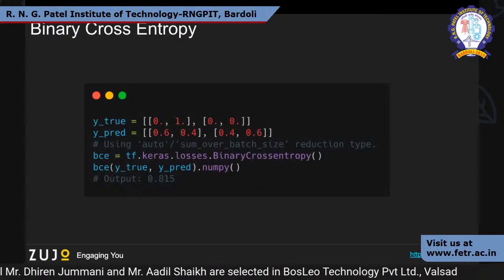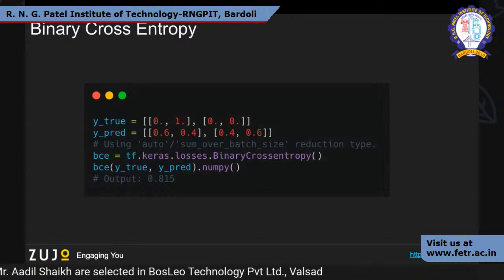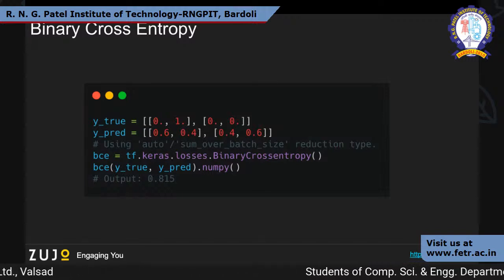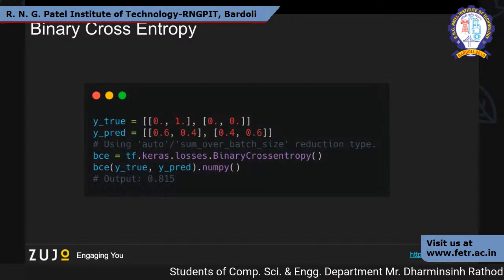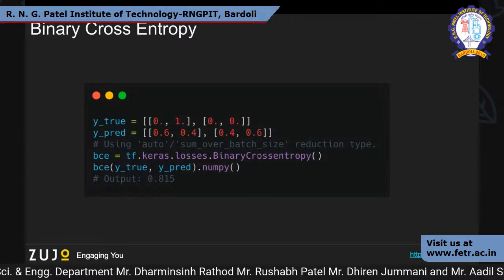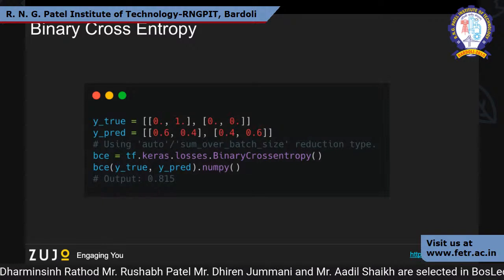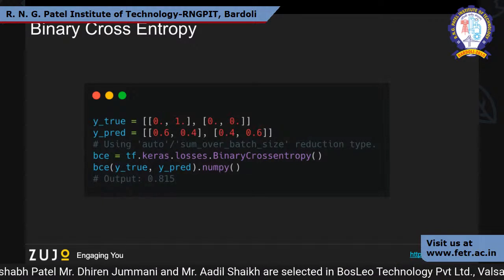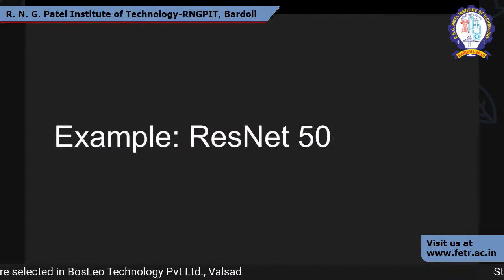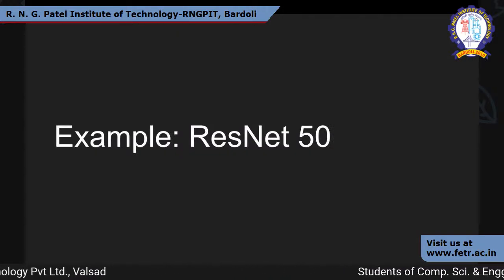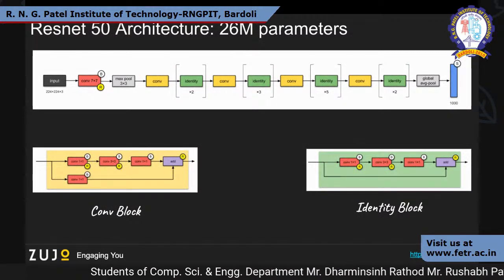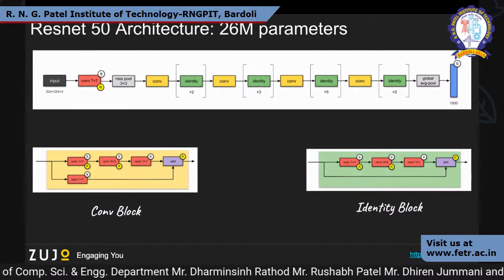Okay, so far we have understood the whole convolutional neural network step by step: convolution layer, max pooling, then the fully connected layer, how softmax works, how regularization and dropout work, and how the binary cross entropy loss function worked out. Next, we'll take one example of a simple network called ResNet 50, right? Over here, this is the architecture of ResNet 50, which has 26 million parameters.